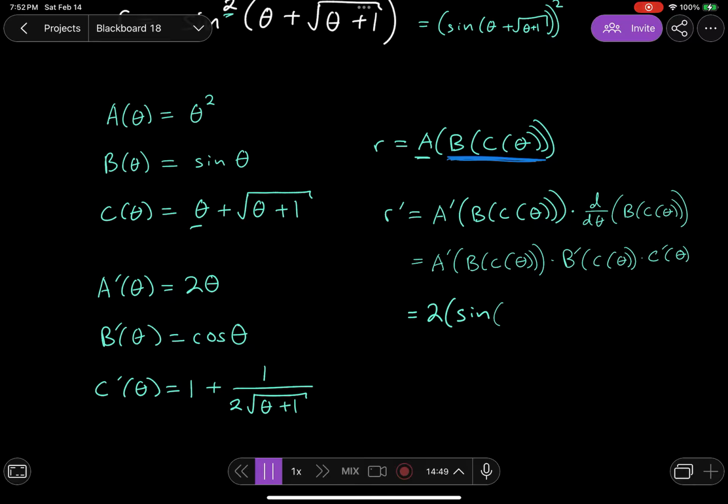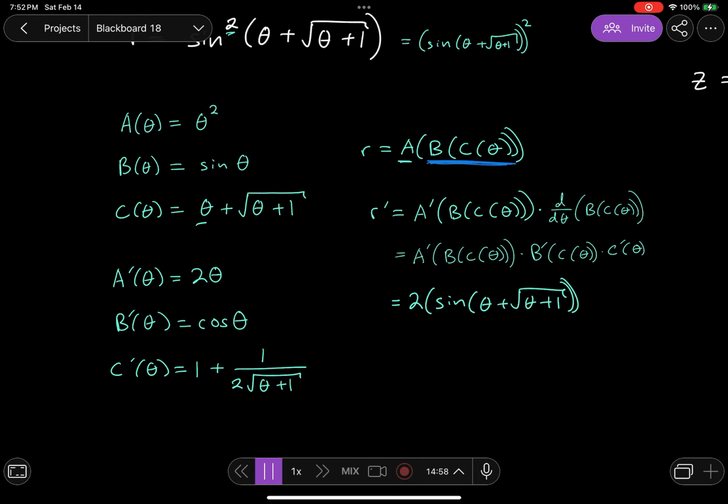But c of theta is theta plus root theta plus 1. Okay? And then I multiply by b prime of c of theta, but b prime is sitting right here. So then I multiply by the cosine of c of theta. What that means is I grab c as if nothing happened to it and plug it in to b prime of theta.